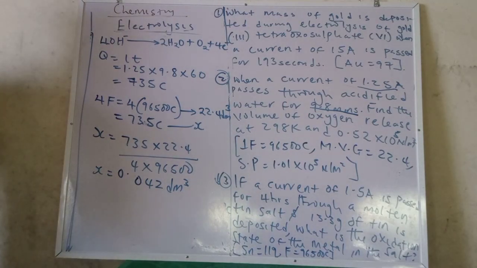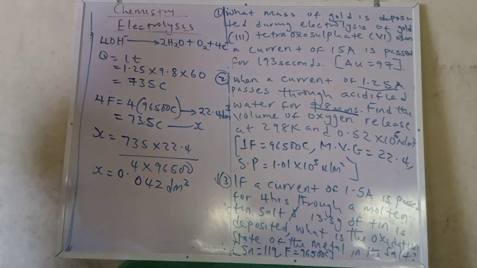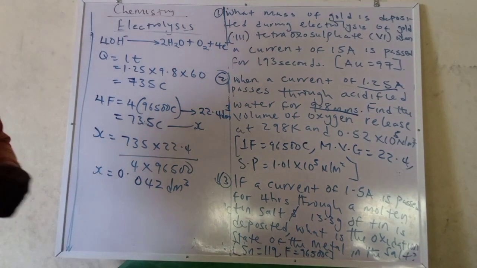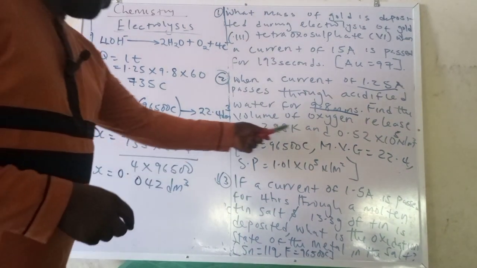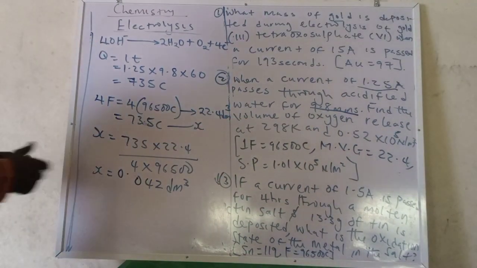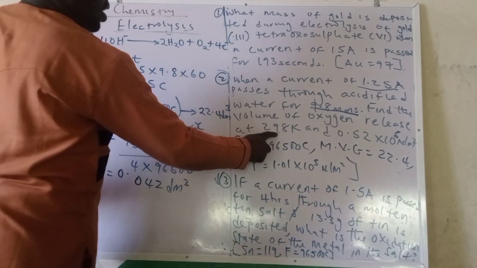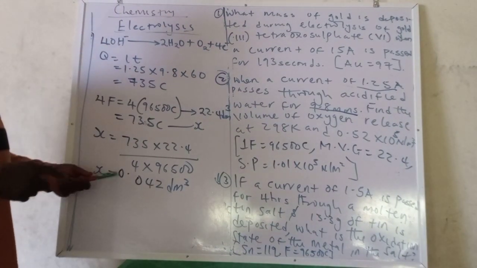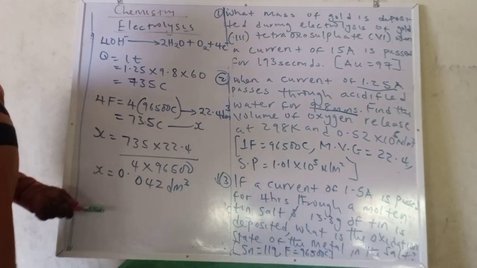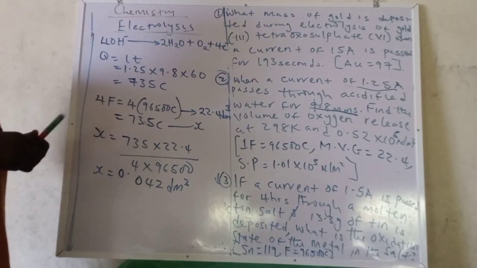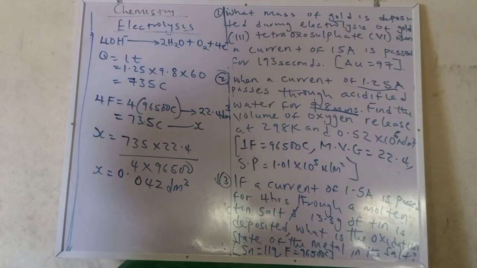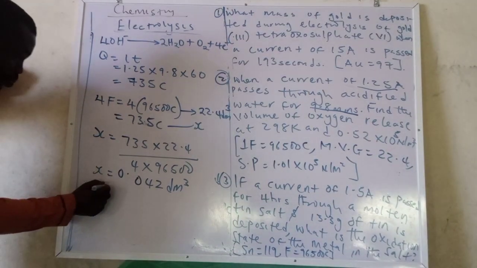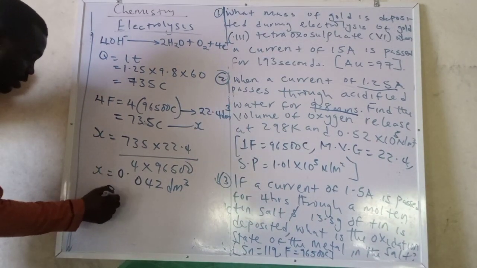Is that taken, students? Yes, sir. So we have gotten this now. The next thing is, the question says we should find the volume of oxygen released at this final temperature and final pressure. This is the initial volume, so it's the final volume they are asking us to find. And we have to use our general gas law. So how do they normally do it?